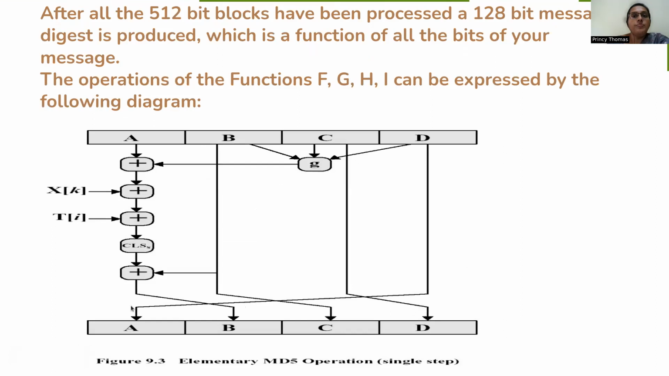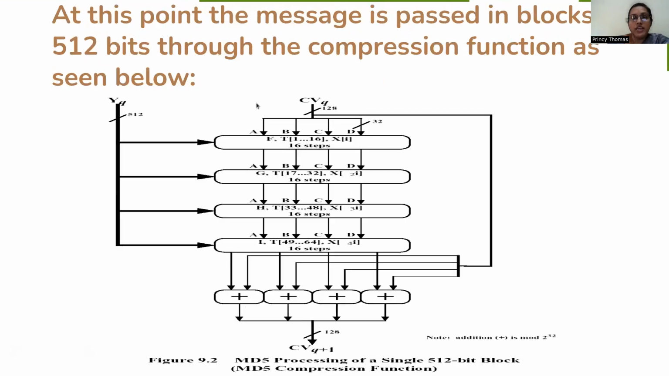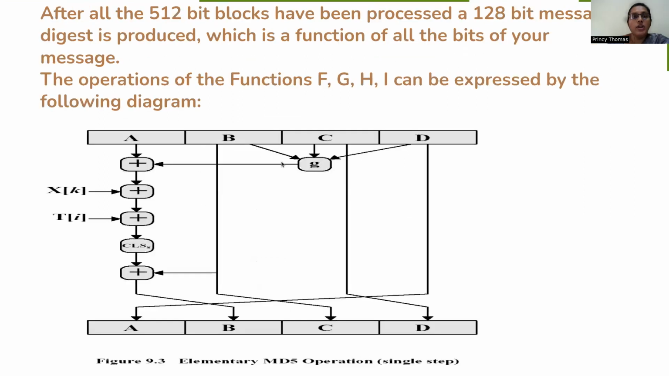Okay, now after all the 512 bits, it might be a big message. That big message has been divided into 512-bit blocks, which have again been divided into sub-blocks. So now we saw already that each round has got the functions F, G, H, and I. How exactly the operations of the functions F, G, H, and I can be expressed is shown in this particular function. The input is A, B, C, D, the changing variables.